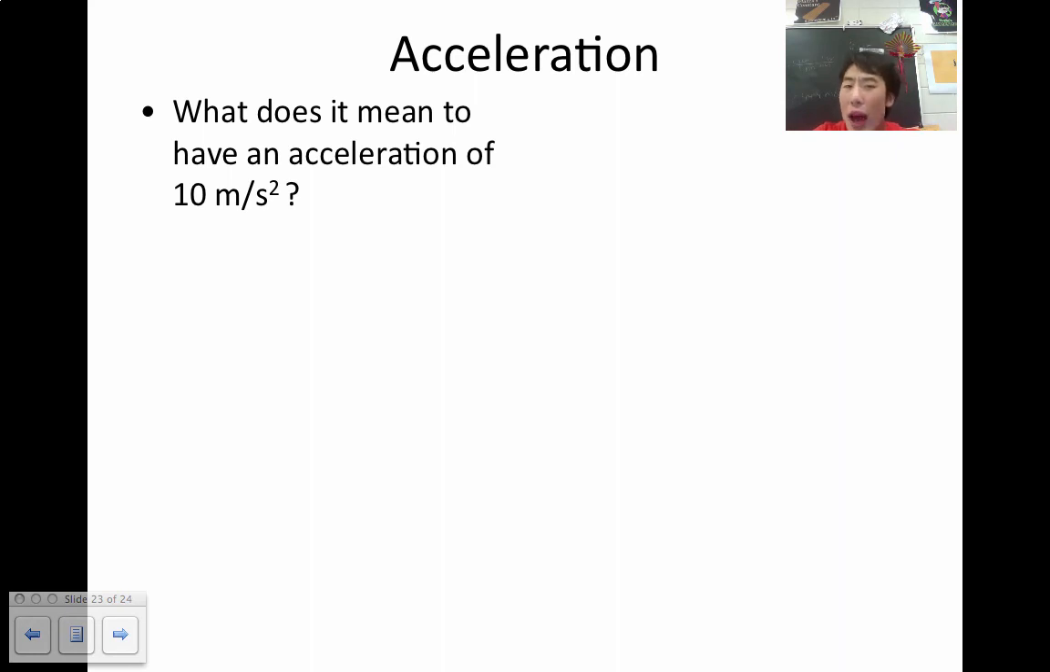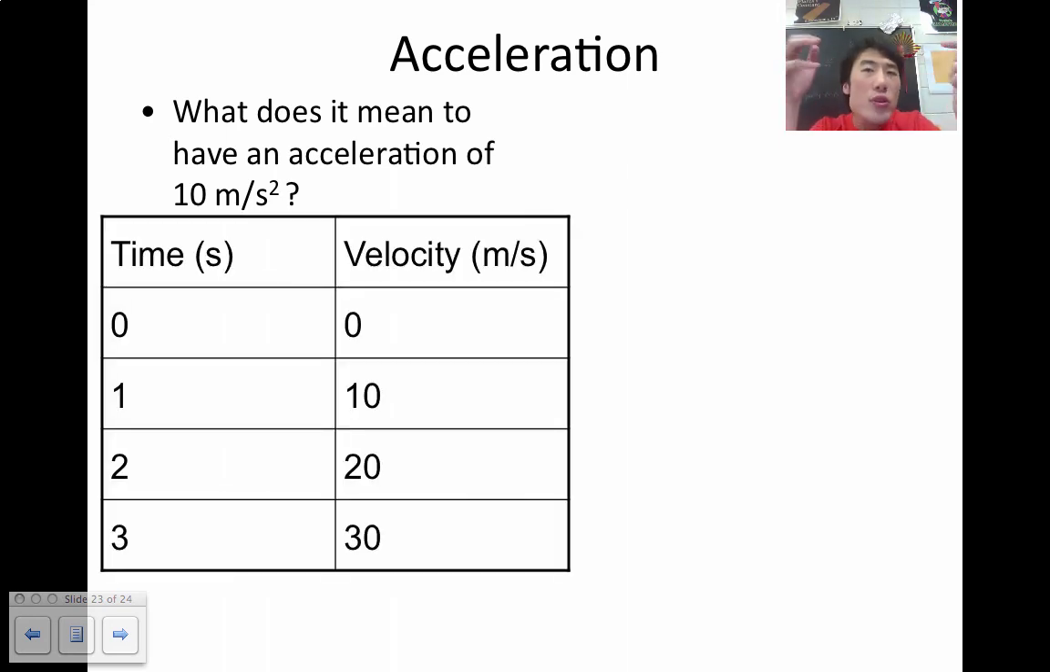What does it exactly mean to have an acceleration of 10 meters per second squared? Stroke your chin and think about it. We know that acceleration means a change in velocity over time. So if we start off at time 0, we have no velocity. Over 1 second, according to 10 meters per second squared, it will increase to 10. Over 2 seconds, your velocity now is 20. It increases by 10. 3 seconds, it increases by 10 again. And so now you're going extremely fast. You're going 30 meters per second.